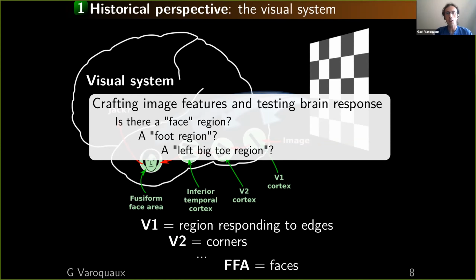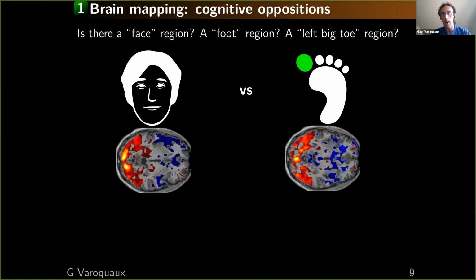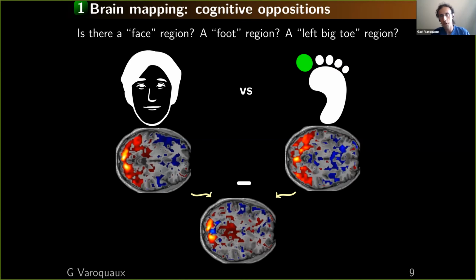And so we can ask questions such as, is there a face region? We could also try to contrast foot with face and see if there's a difference between foot and face. We can ask whether there's a left big toe region. Maybe there's a left big toe neuron in the brain. If I want to do this, I'll build an experiment and craft stimuli to reveal the left big toe region, and I will acquire lots of data, because I want statistical power, and then I'll do a contrast, and most chances are I will find a difference.